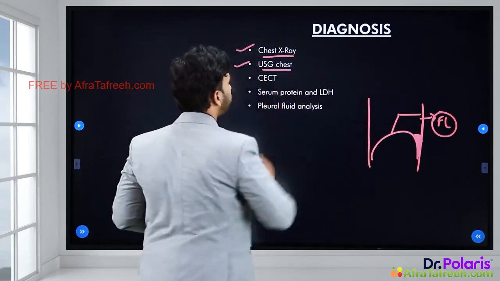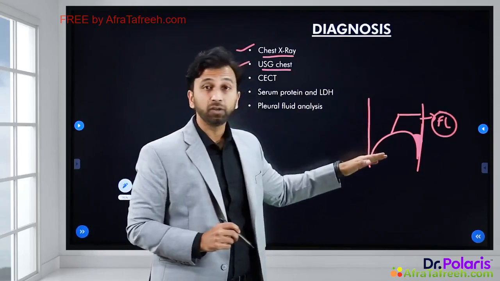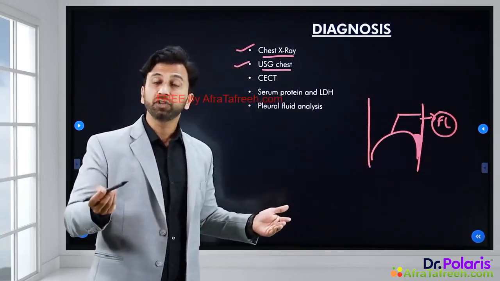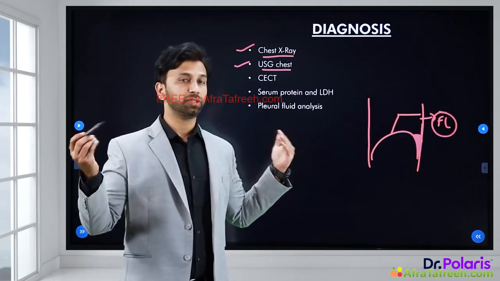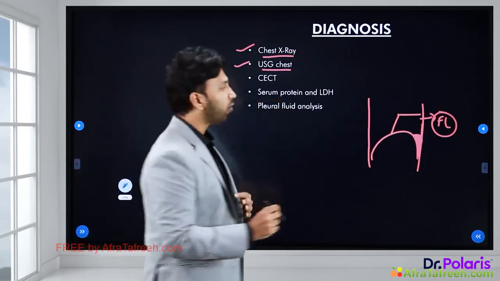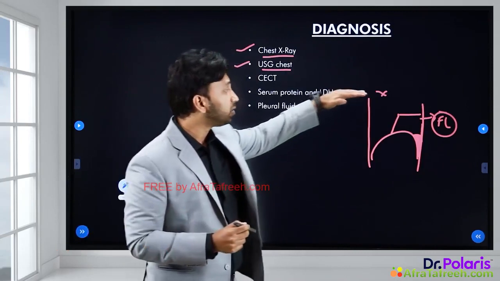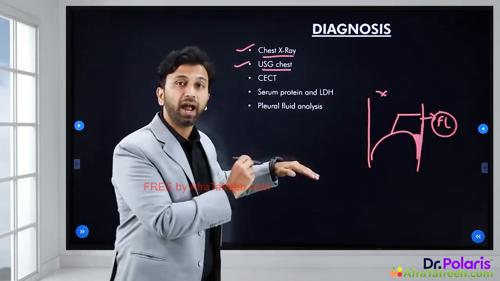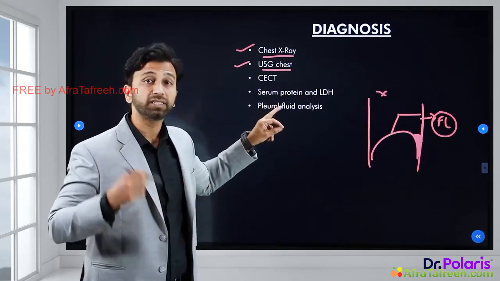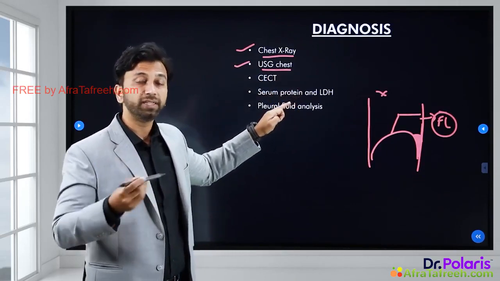Next investigation is to get an ultrasonogram of the chest. Now, ultrasonogram can not only diagnose the presence of pleural effusion, it can also quantify whether it is a mild effusion, a moderate effusion, or a large effusion. Along with that, it can also tell you the level of pleural effusion, and it gives you a marking that below this level, you can puncture and do an aspiration of the pleural fluid. So USG chest is not just diagnostic, it can also be used to remove the pleural fluid, that is thoracocentesis.